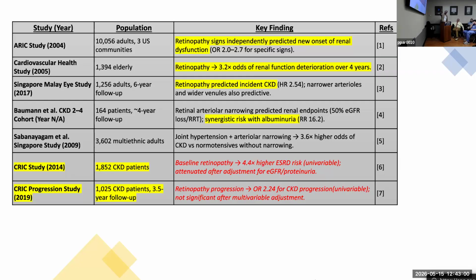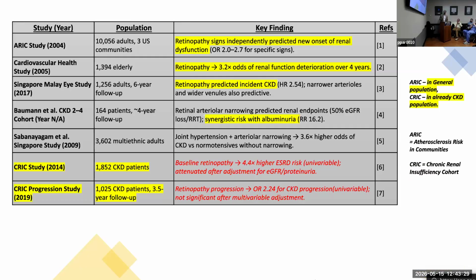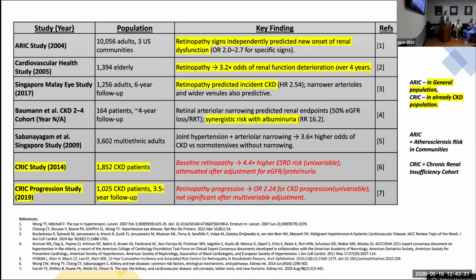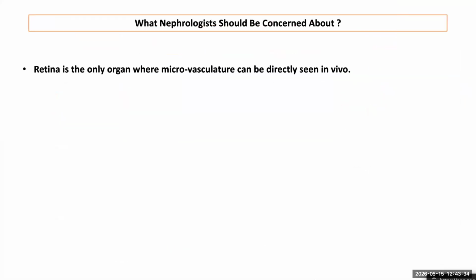So in the first study, retinopathy signs independently predicted the new onset of renal dysfunction. Retinopathy carried 3.2 times the risk of renal dysfunction over 4 years, predicted new CKD, and it was kind of synergistic with albuminuria. When they adjusted for GFR and proteinuria in these other studies, they did not find it significant for ESRD or CKD patients. When it is just for the general population, the finding of hypertensive retinopathy is helpful. So that is my takeaway.